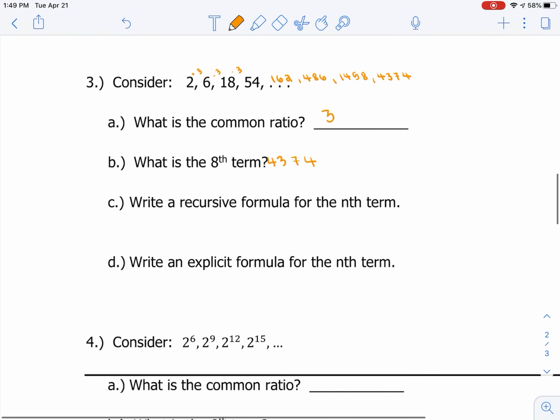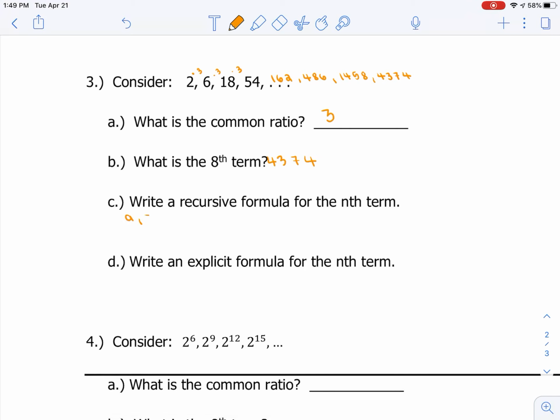So if you're asked to now write a recursive formula, remember for recursive, you have to say that first term, and then you have to have that a sub n equals, and we need that a sub n minus 1. Now, what do I do to the second term to get to the third? What do I do to the third to get to the fourth? Oh yeah, I just multiply it by 3. So that would be your recursive rule.